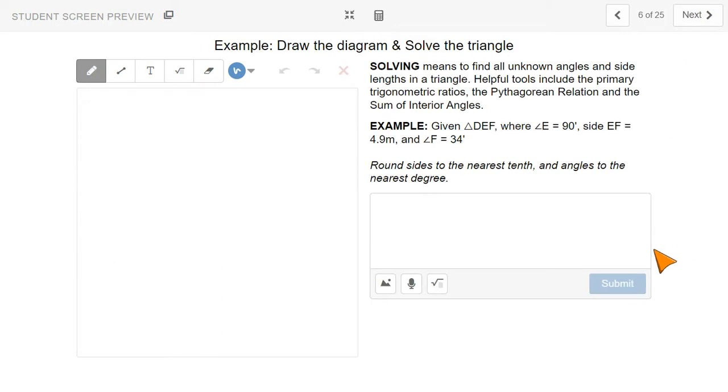Now, the reason I'm reviewing all that is because in today's lesson, we're going to be putting all of those things together. Sometimes we need to use both trig ratios and the Pythagorean relation so that we can solve for a triangle. Now, the word solve means to find all angles and all sides. Let's look at this example. Example, triangle DEF. Angle E is 90 degrees, side EF is 4.9, and side f is 34.